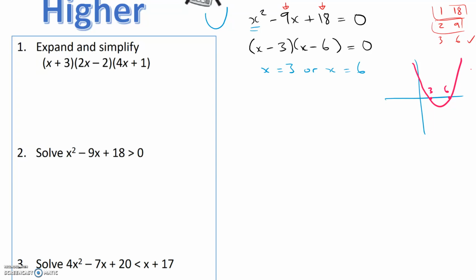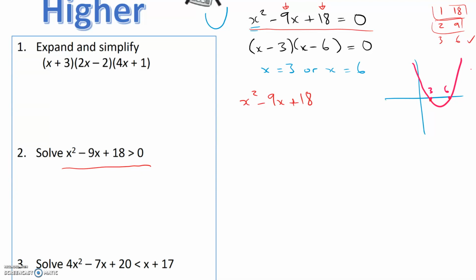Right, so how does that help us? Well, that helps us because our original problem was not x squared minus 9x plus 18 equals 0. It was solve x squared minus 9x plus 18 is greater than 0. So we now need to look at our graph. The y value is 0 at x is 3 and x is 6. They're called the roots of this function, the values of x that make the function equal to 0.